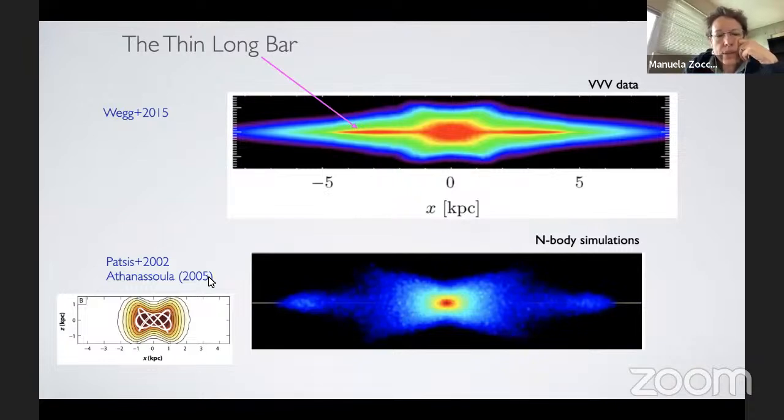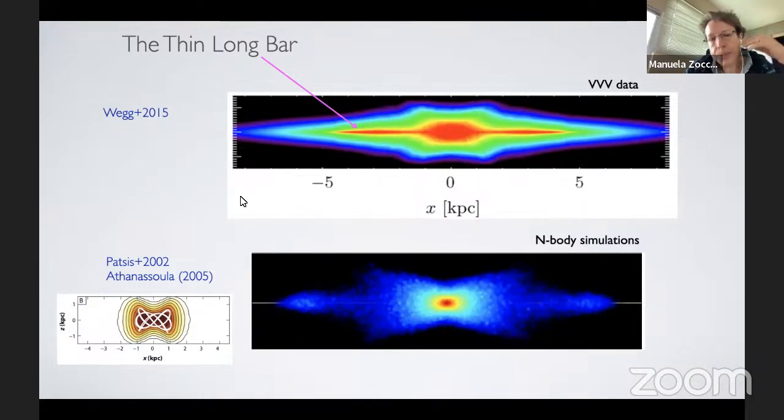because already Patsis and Athanassoula, some 20 years ago, described the fact that just by dynamical instabilities, the bar spontaneously thickened in a boxy peanut in the central part, but not in the outer part. So in the central part, the orbits that sustain the bar, which at the beginning are simply elongated ellipses in the plane, start to buckle and bend like this, sustaining the boxy peanut shape. So even if it is complex, it's not mysterious.